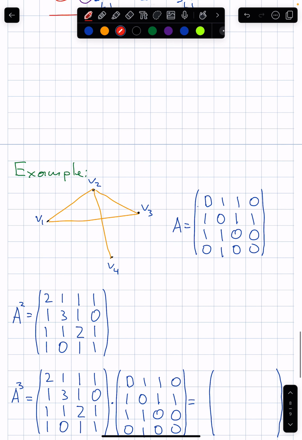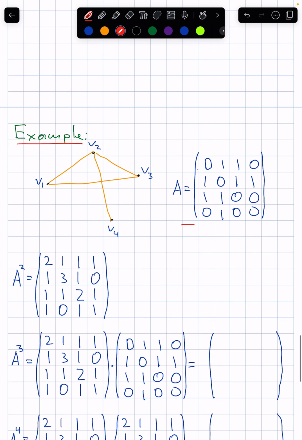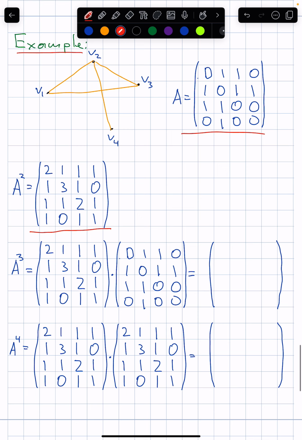So the last thing to do is to consider an example. We still have the same graph in this example. We already computed the adjacency matrix. Moreover, we already computed the square of the adjacency matrix. So let's also compute the cube here. For the cube, we need to take A squared and multiply it by A again.